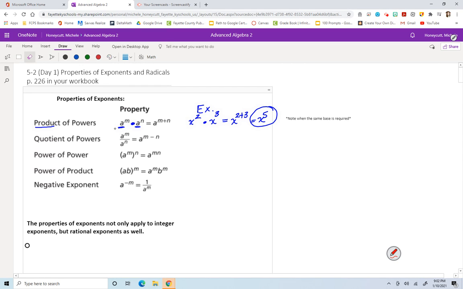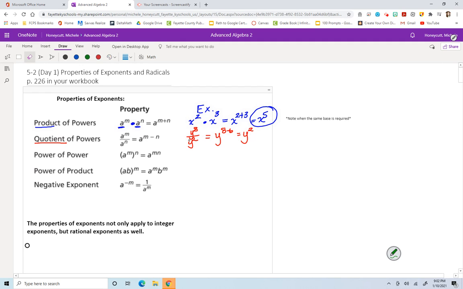Quotient of powers. Quotient means divide, so if I'm dividing two terms that both have the same base, I can divide those by subtracting the exponents. So if I were to divide y to the 8th by y squared, because they have the same base of y, that's the same as y to the 8 minus 6, subtract those exponents, and that would be y squared.